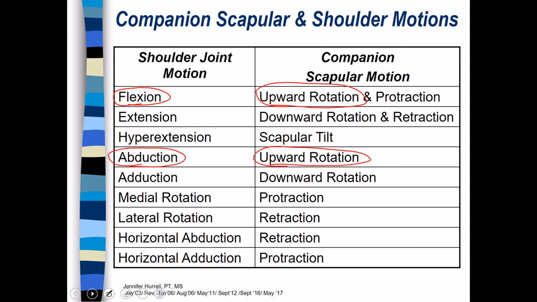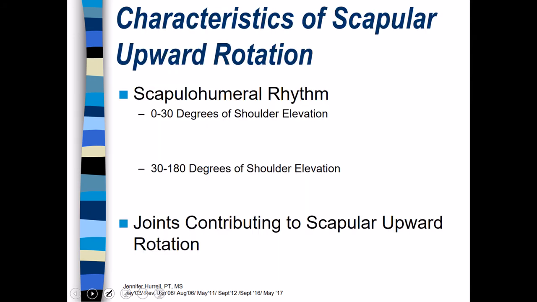So that said, we're going to pick on upward rotation a little more. We're going to dissect that one a little more so that we understand the nature of how and when it can be limited, because we know that that's going to create big functional problems for our patients if they don't have it. So the characteristics of upward rotation are tied to something that we call scapulohumeral rhythm. And scapulohumeral rhythm is basically looking at the ratio of motion that's happening at the glenohumeral joint as compared to the rest of the scapula. We'll call it the scapula for now.